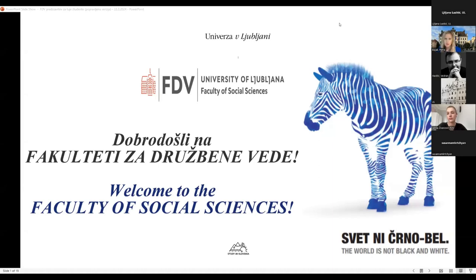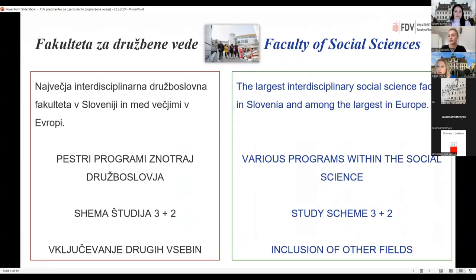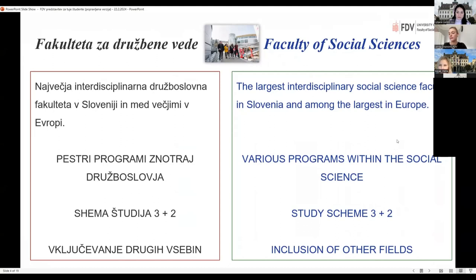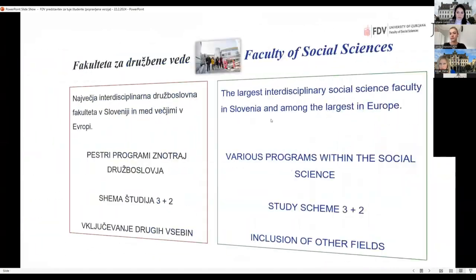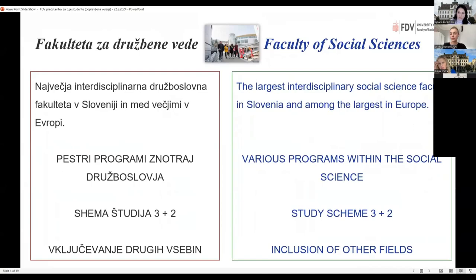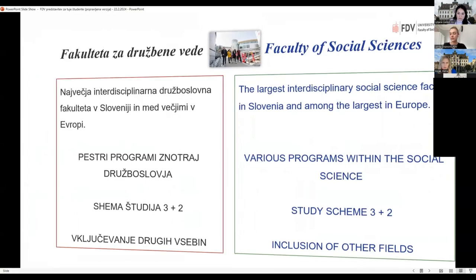Okay, so let's start with our presentation. Our Faculty of Social Sciences is the largest interdisciplinary social science faculty in Slovenia and among the largest in Europe. We have various programs within the social sciences in a 3+2 study scheme. Our faculty also includes other fields.